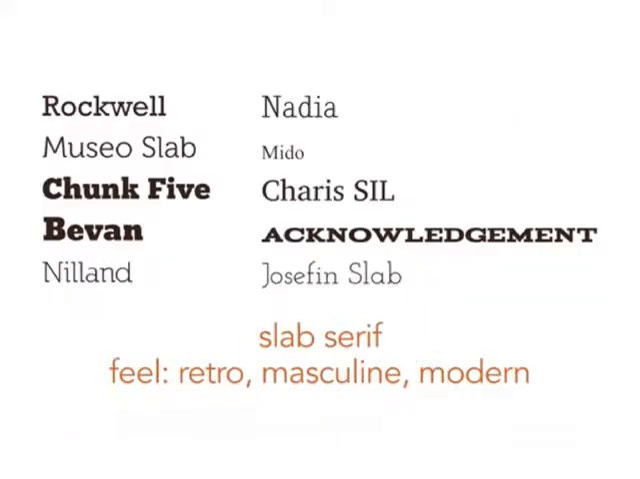Next. Now, this is under serif. Under serif, we have what we call slab serif. Under slab serif, we have Rockwell, Museo Slab, Chunk Five, Bevan, and others, including Josefin Slab. The impression it promotes is retro, masculine, and modern. So, it is under serif. Okay? Next.